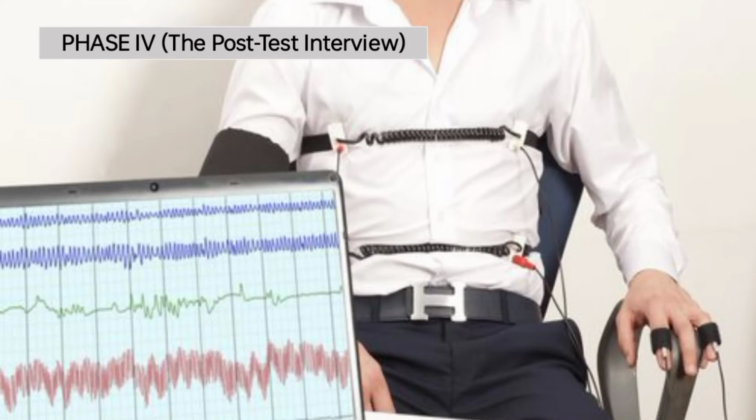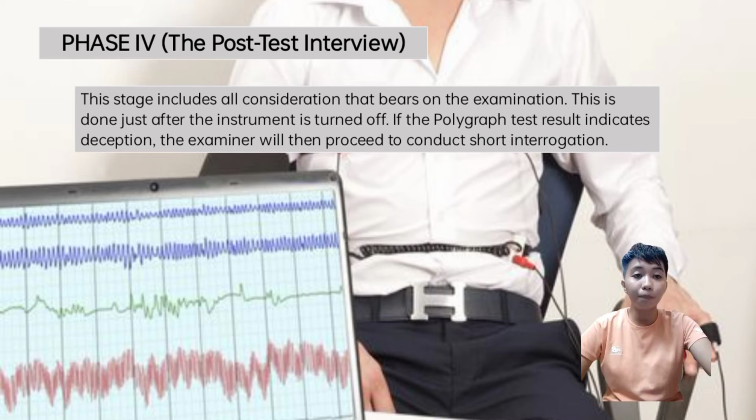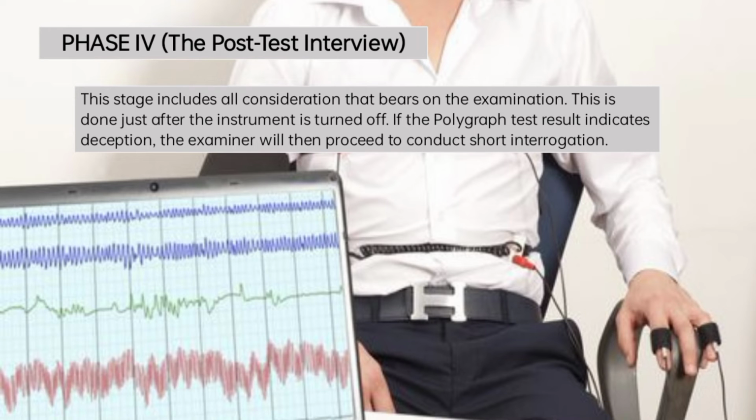Phase 4. The post-test interview. This stage includes all considerations that bear on the examination. This is done just after the instrument is turned off. If the polygraph test result indicates deception, the examiner will then proceed to conduct a short interrogation, the purpose of which is to obtain a confession. However, if the polygraph indicates that the subject is innocent, the examiner will just release the subject cordially and thank him or her for his or her cooperation.